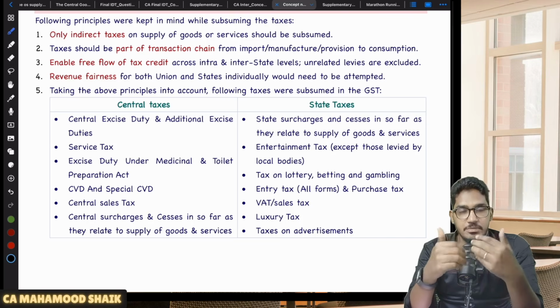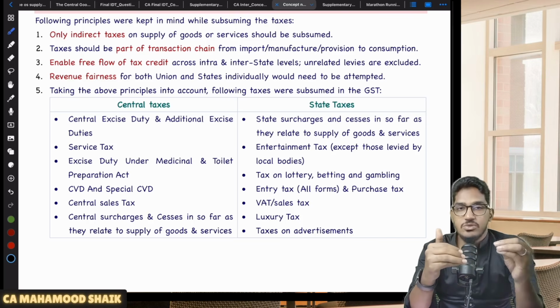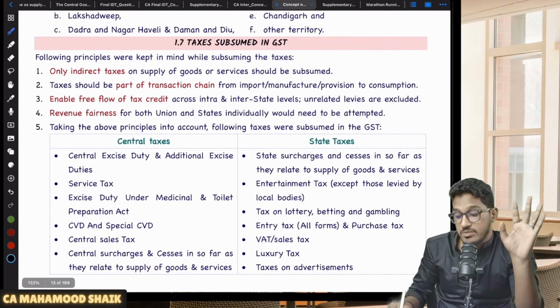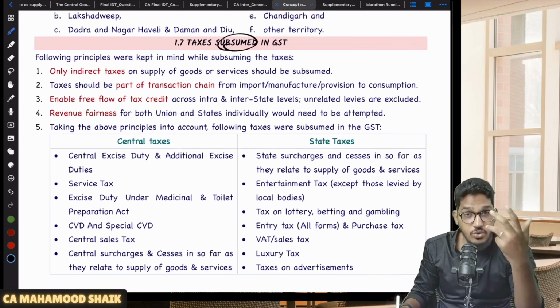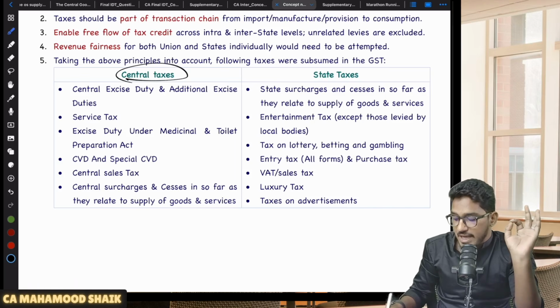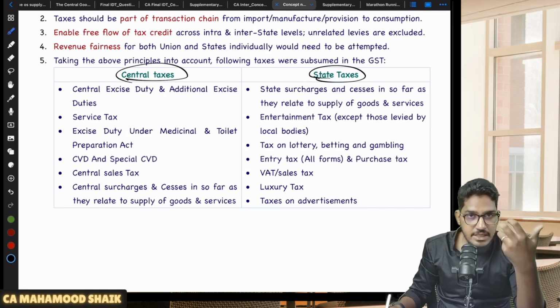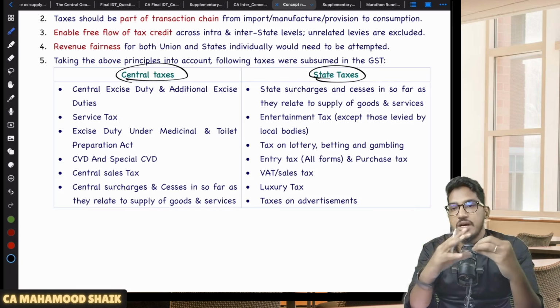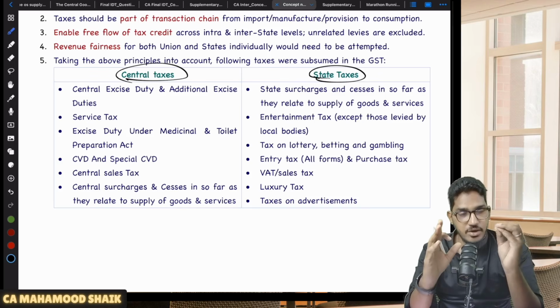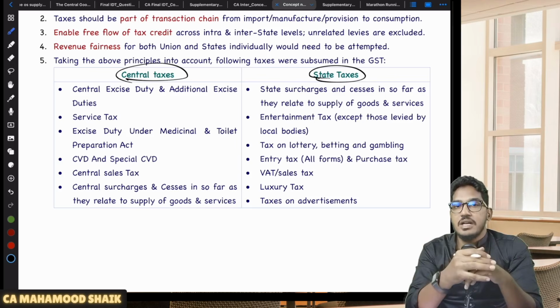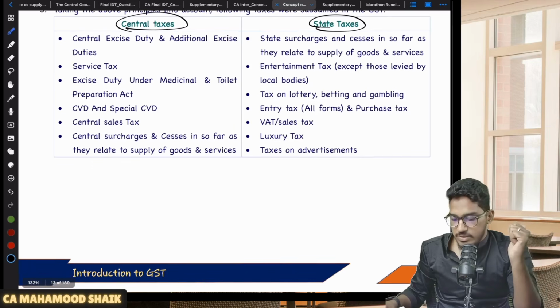So what do you mean by subsuming, sir? That means once GST came into the picture, these indirect tax laws were no longer there. So what are those indirect tax laws which are subsumed into GST, which are absorbed by GST, and which are no longer there after the introduction of GST? This is the list: central taxes and state taxes. The central government has given up some taxes and the state governments have also given up some taxes. When both governments gave up their rights to taxes of certain nature, those indirect taxes were subsumed, and to replace them, one single GST has come into the picture.